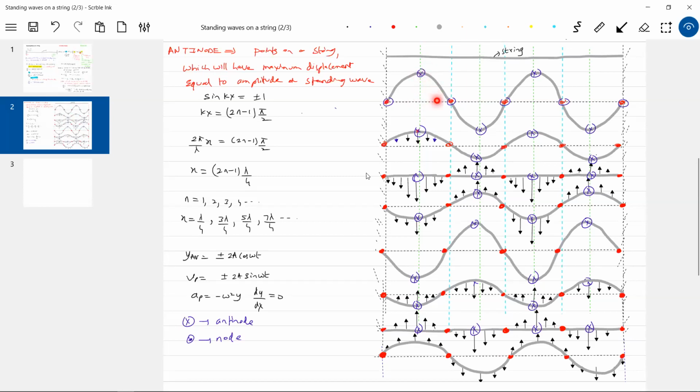What about this point? This point also will execute SHM, but what is its amplitude? Its amplitude will be less. So what type of string are we seeing now? We are seeing the points on a string where different points will have different amplitude, but all will have the same time period. Are you getting it? There's a golden statement. You move from node to antinode. What is the amplitude? I'm saying amplitude. Maximum displacement from the mean position is different for different points. But the time taken will be the same. All will take the same time to complete one oscillation again.